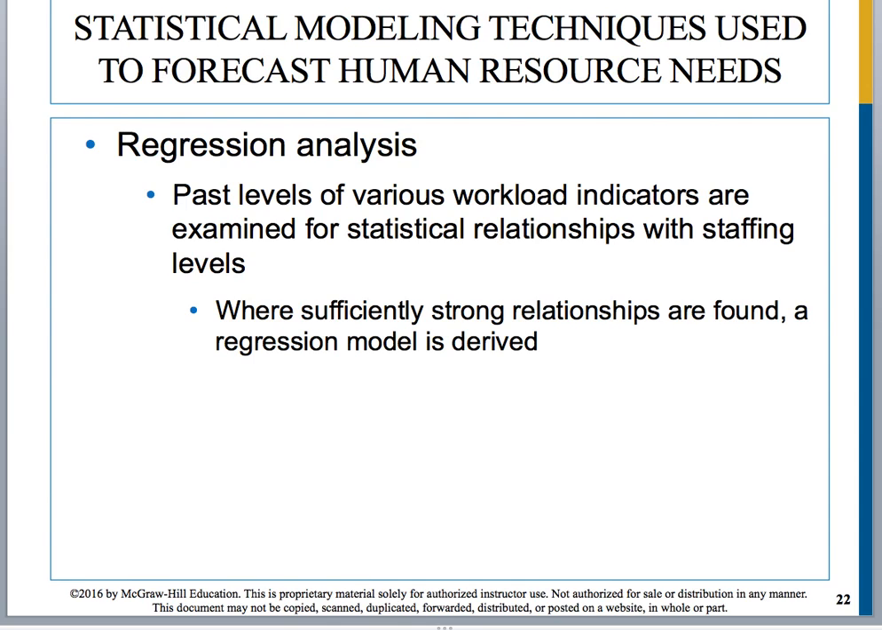And so we also do a regression analysis. And that's where you're looking at past levels of various workload indicators. And from that, you're examining any kind of statistical relationships with your staffing levels. And whenever you can find some really significant, strong relationships, they're not medium relationships, not weak. I mean, they are so significant. Then you can create that regression model. It has to be something that's of great abundance.